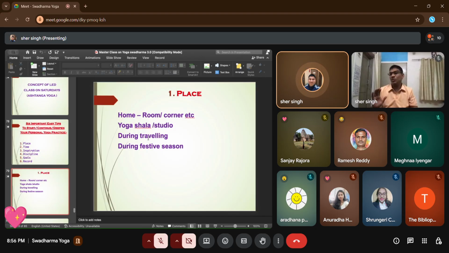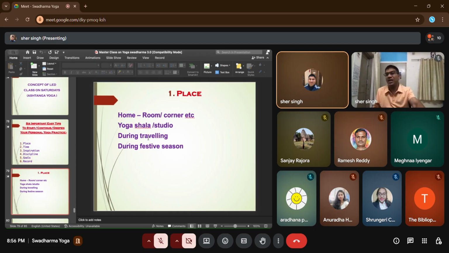I request everyone who wants to continue their practice to create one space in your house where you can practice every day without any hindrance. I have created my room. Always keep everything there. Keep this place neat and clean, with no interference from any people. If you are a home practitioner, you have to do this.